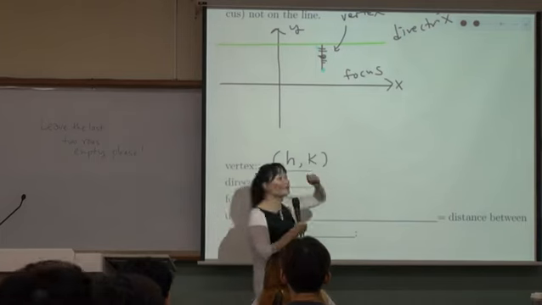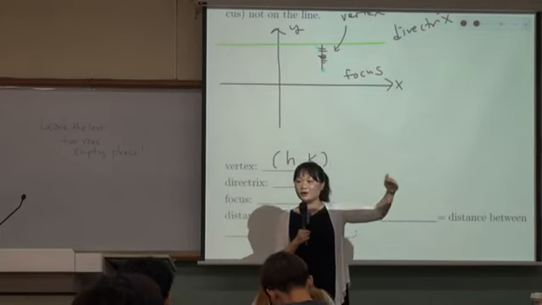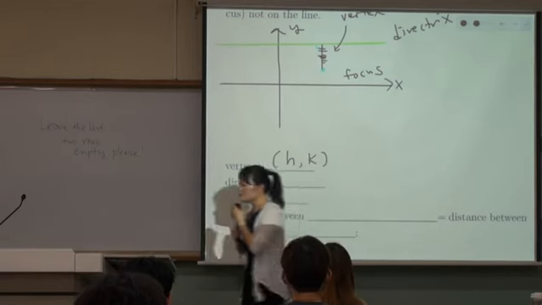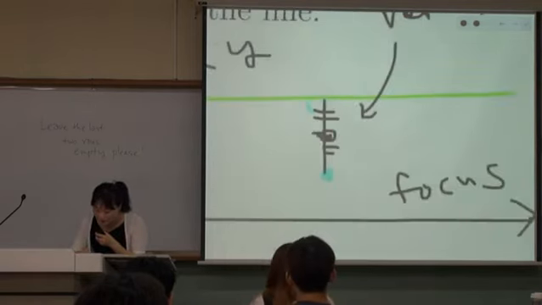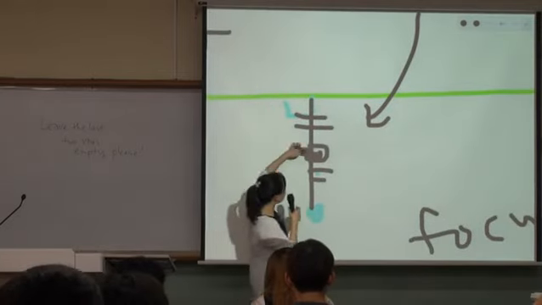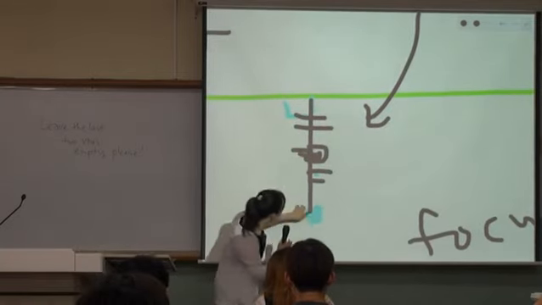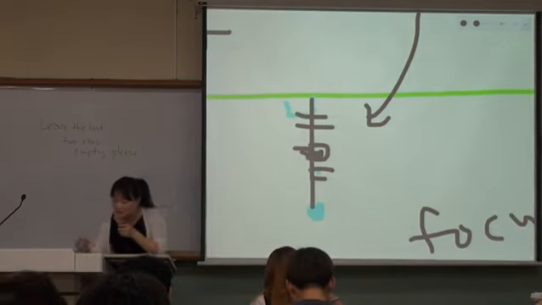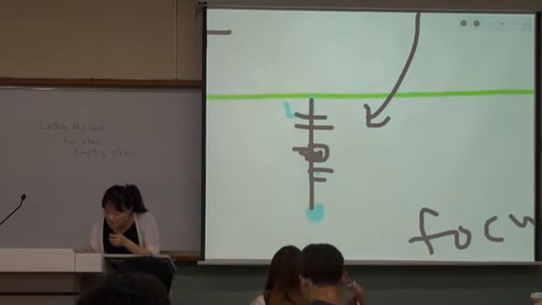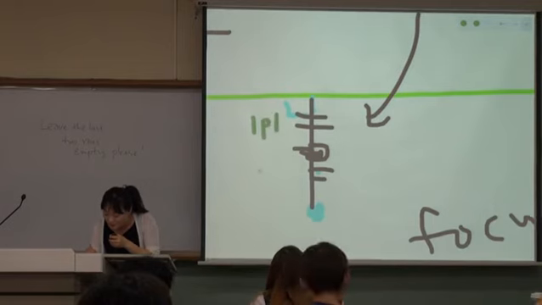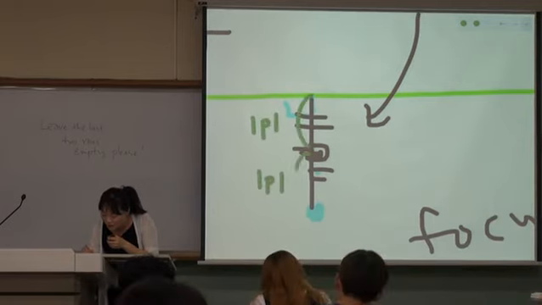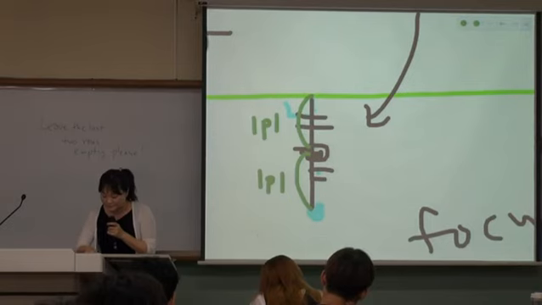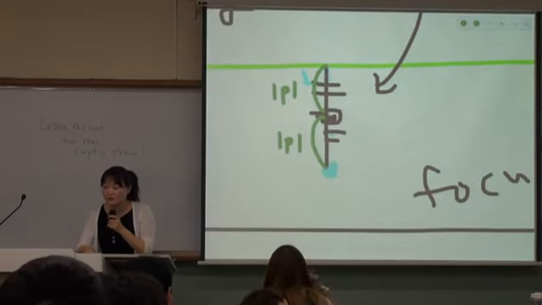And if the focus is below the directrix, we will choose P. So P is this distance. P is the distance. P can be positive or negative, so let me put it as the absolute value of P. So far so good? Fine?